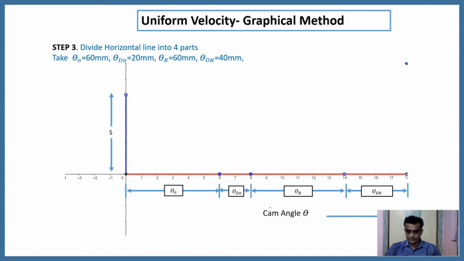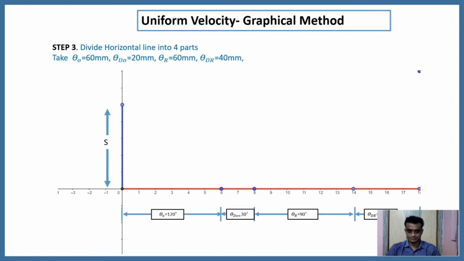total cam angle into four parts, in which theta O is equal to 60 mm, theta DO is 20 mm, theta R, which is the return stroke, is 60 mm, and theta DR is 20 mm. Irrespective of any angle for theta O, theta DO, theta R and theta DR, we need to take the same dimensions while dividing. This theta O is 60 mm, theta DO is 20 mm, theta R is 60 mm, and theta DR is 40 mm.